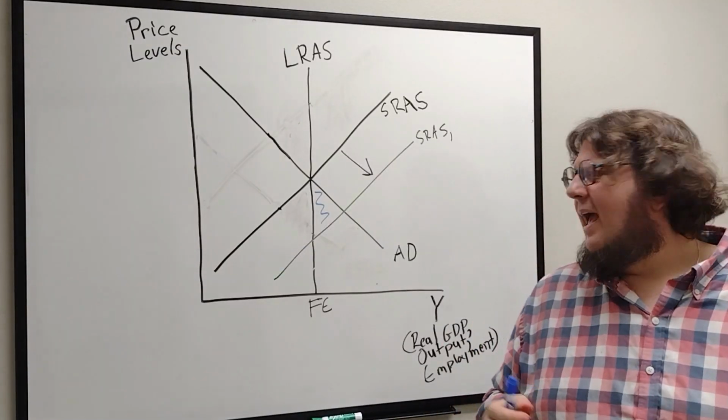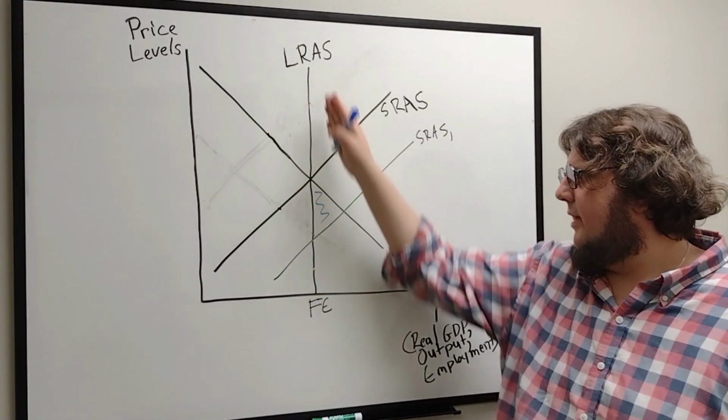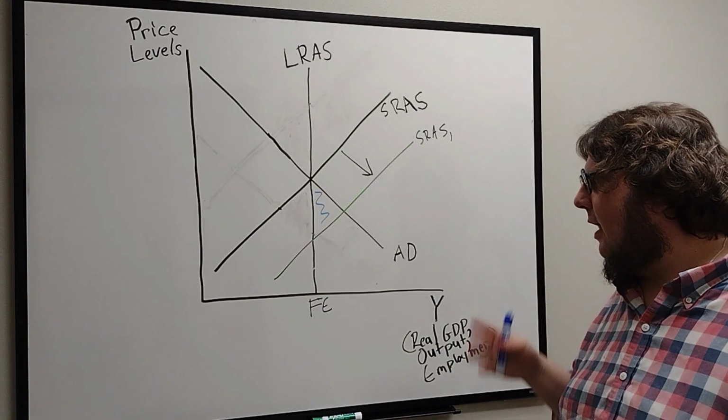Hold up, you might say, how is it possible that we're doing more than we're allowed to do? This is our limit. We can go below our limit, our potential, but how are we going above our limit?